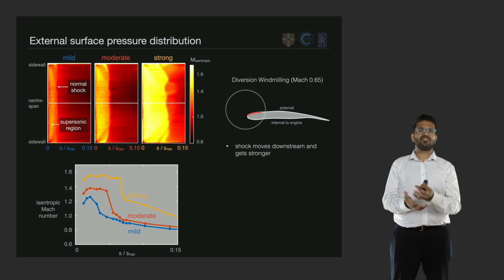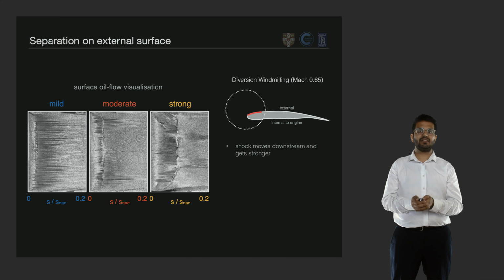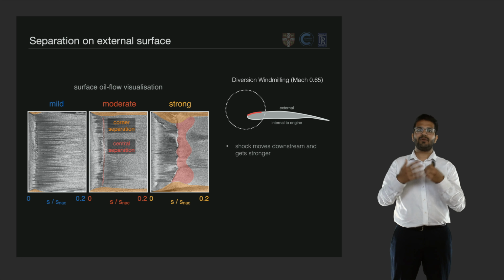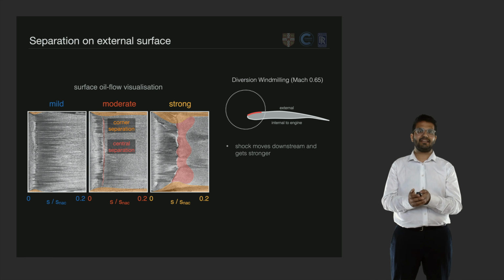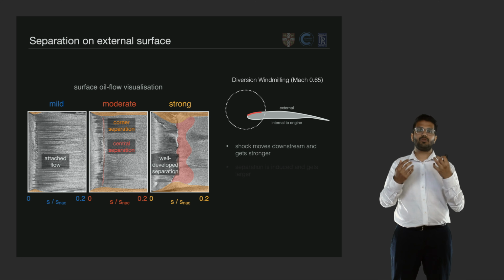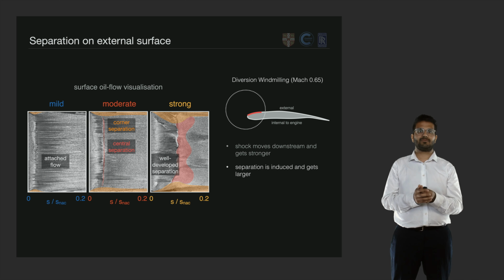And a consequence of this more downstream, stronger shock wave is captured when we consider the separation characteristics from surface oil flow visualization. When I mark on regions of central and corner separation, we can see that for the mild windmilling case, the flow is attached almost everywhere. Whereas for the strong windmilling case, we now have well-developed corner separation and central separation across the entire tunnel span.